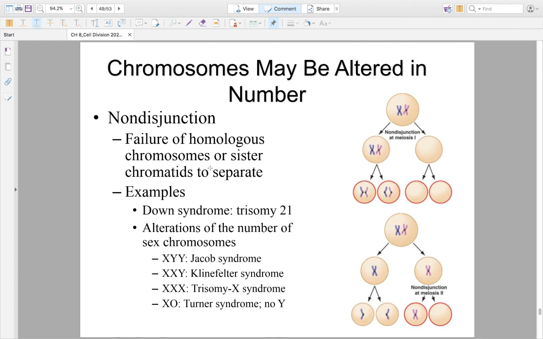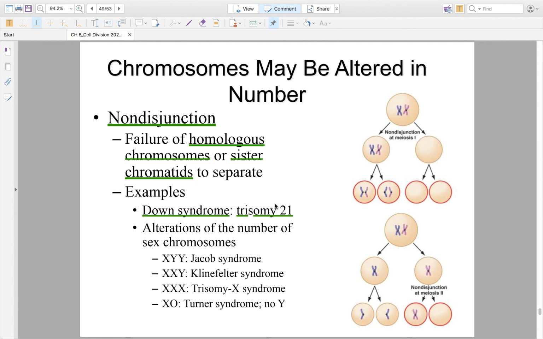Okay, now let's just kind of recap here. Non-disjunction is either the failure of homologous chromosomes to separate or the failure of sister chromosomes to separate, one or the other. Okay, and ultimately, if this occurs, and if one of these cells that had non-disjunction occur in the process goes on and gets fertilized, we could end up with some major diseases, like, for example, Down syndrome. Down syndrome is called trisomy 21. What does that mean?